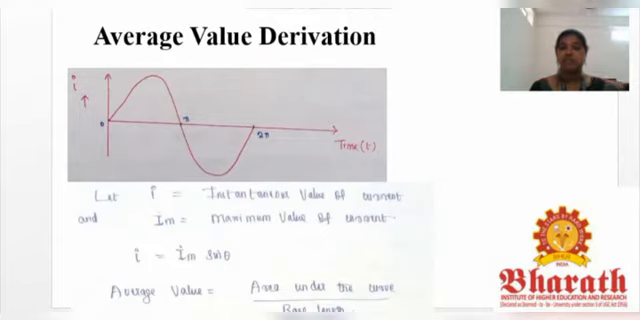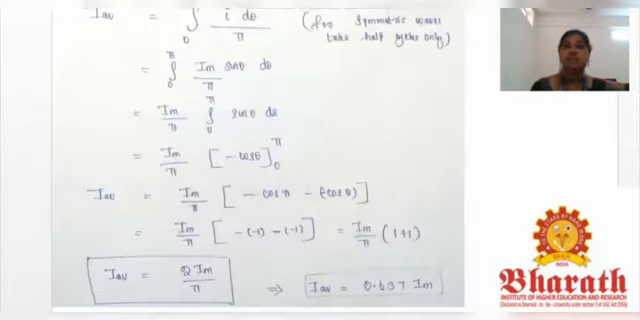Now we know the formula for the average value. The average value is given by the area under the curve divided by the base length, that is, divided by the time period. The area under the curve is what? We are dealing with the current waveform, so the current i, divided by the time period. See here, I have taken I average equal to the integral from 0 to pi of i d theta divided by pi. That is, I have taken the interval from 0 to pi.